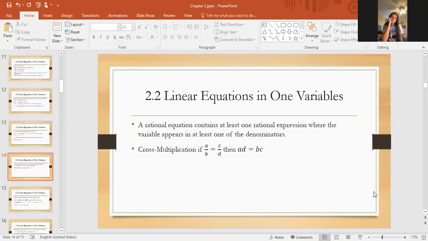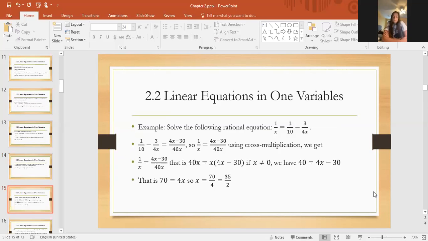A rational equation contains at least one rational expression where the variables appear in at least one of the denominators. A rational equation, for example, is A divided by B equals C divided by D. When you have an equation like this, we do what we call a cross multiplication, which will result in AD equals BC. Sometimes we have equations that are not linear, and using this cross multiplication, we can transform a rational equation into a linear equation. Let's look at this example.